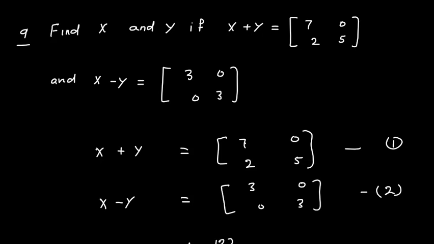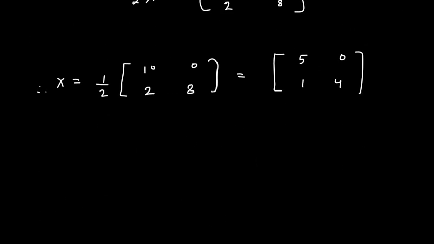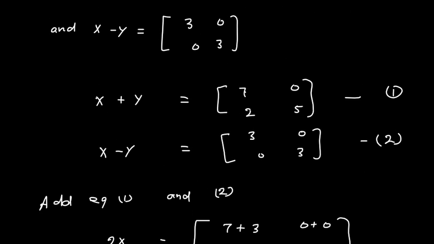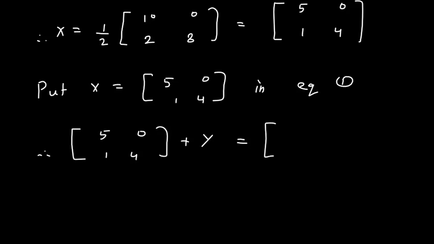Now here we got the value of x, now we have to find the value of y. There are two ways: either I put the value of x in any of the equations, or as I added these two equations I can subtract equation 2 from equation 1. So let us substitute. Put x equal to this matrix 5 0 1 4 in equation 1. So therefore we have 5 0 1 4 plus this matrix y is equal to, here x plus y we have 7 0 and 2 5.